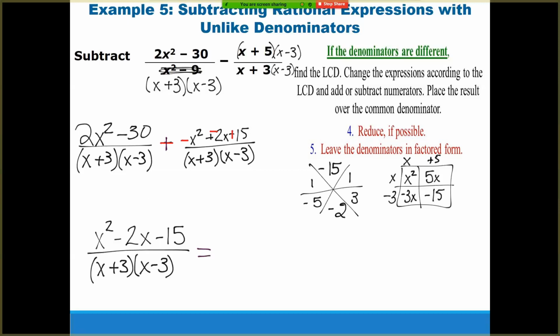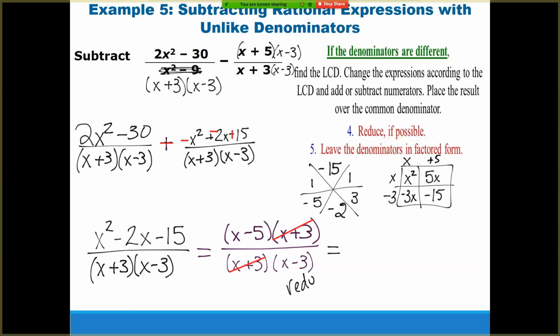What that really tells me is that the top has factors x minus 5 and x plus 3. The bottom we haven't done anything with, it's still x plus 3, x minus 3. So now that I've factored the top, what do you notice? You can cancel the x plus 3 on the top with the x plus 3 on the bottom, which means that actually, we reduced. So the x minus 5 is still on top, the x minus 3 is on the bottom.